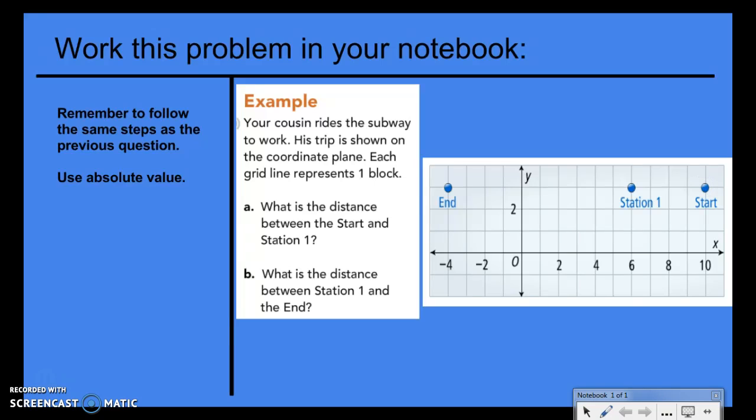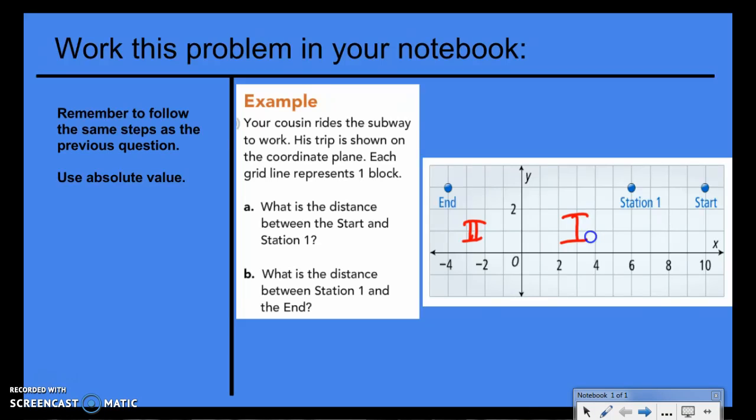Now let's go over B. What is the distance between station 1 and the end? Now remember, station 1 is not the start, okay? And the second rule is if your points are in different quadrants, so station 1 is in quadrant 1, and the end is in quadrant 2.